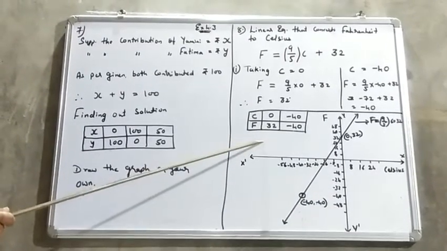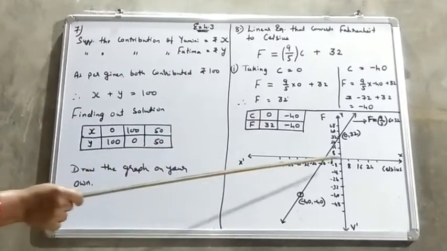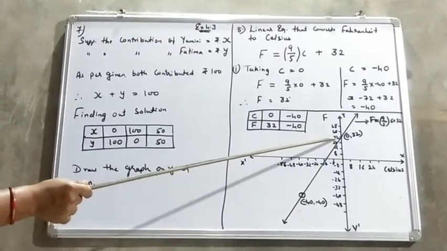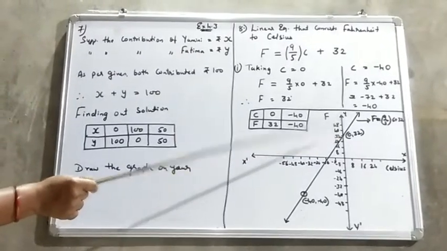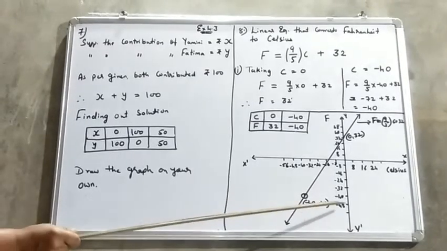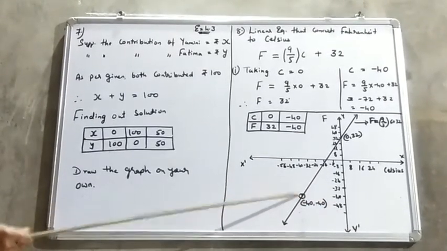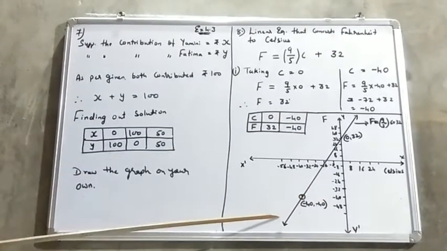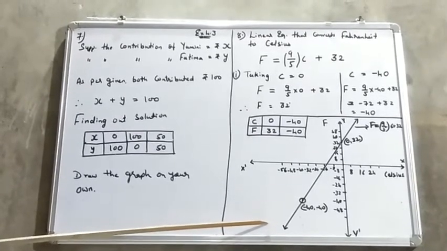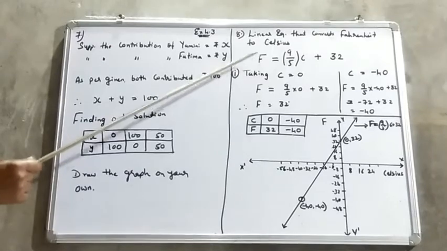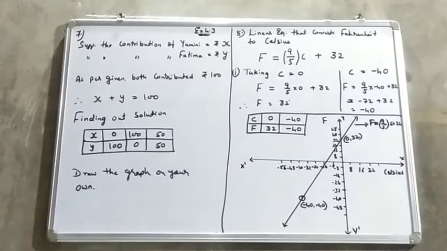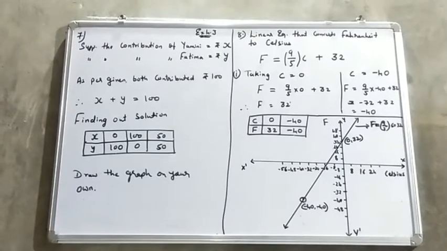And plot the points: (0, 32), which is 0 on the x-axis and 32 on the positive y-axis. It will be this point. Then minus 40 of x and minus 40 of y. It will be this point. Joining these 2 points, you will get a line, and that will be the line for the linear equation in two variables, where the variables are C and F, for Celsius and Fahrenheit.